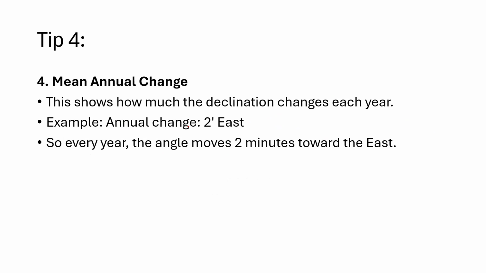So for example, annual change is 2 minutes east, 2 minutes towards the east. So it means every year that angle would move 2 minutes towards the east.